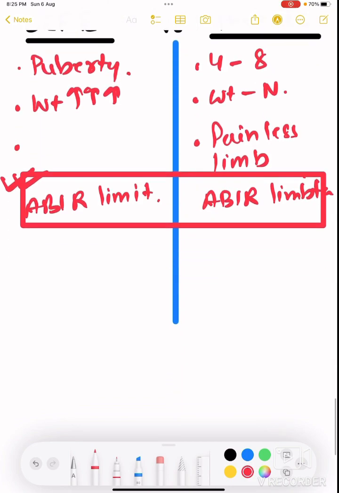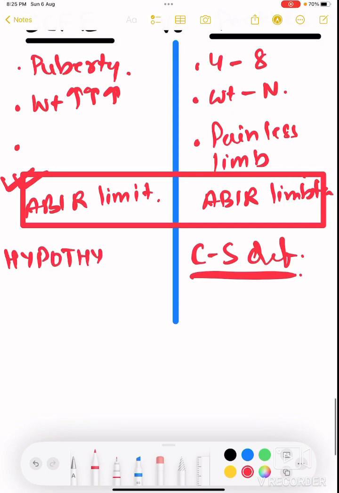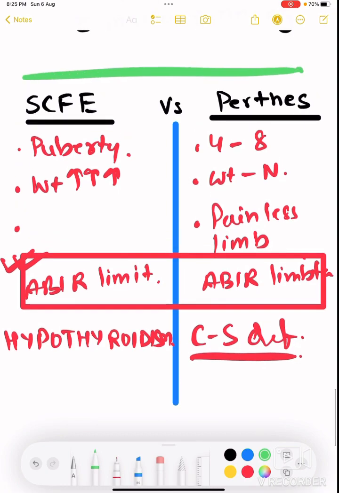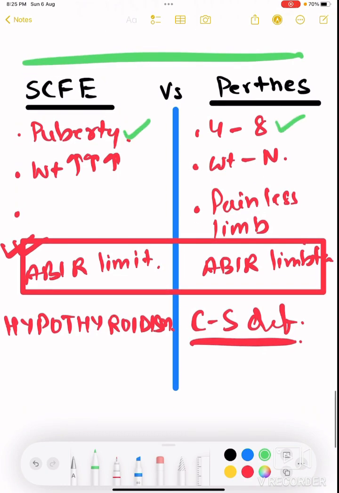But what actually will help you differentiate? In Perthes disease, protein C/S deficiency is present, right? And here it is hypothyroidism. Right? So that's it, guys. This is how you will differentiate SCFE and Perthes. First, you will see the age, and second, you will see hypothyroidism and protein C/S deficiency. Nothing else is important. And an extra added point, if you see weight is high, which means SCFE. Right. Thank you.